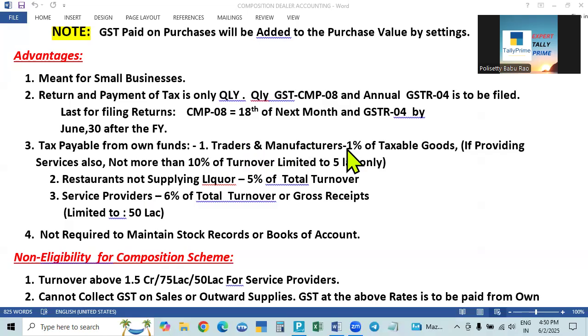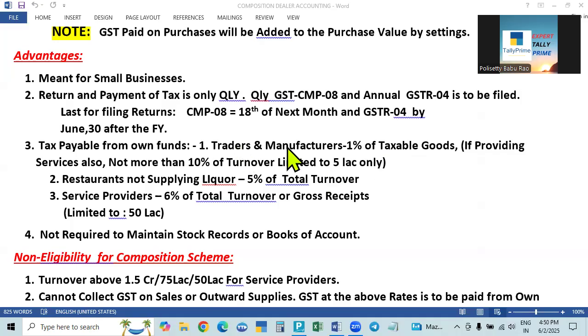Traders and manufacturers have to pay 1% on the sales of taxable goods only. So he will be selling taxable goods. Non-taxable, meaning nil-rated and exempted goods, may also be sold, but the tax is only on the sale of taxable goods. On the sale of only taxable goods, traders or manufacturers have to pay tax at the rate of 1% from his pocket. So 1% on the taxable goods he has to pay from his pocket.